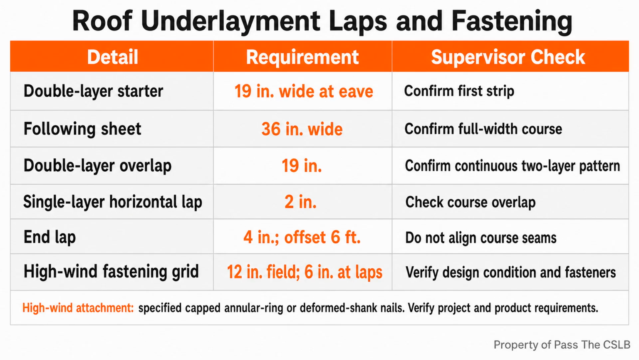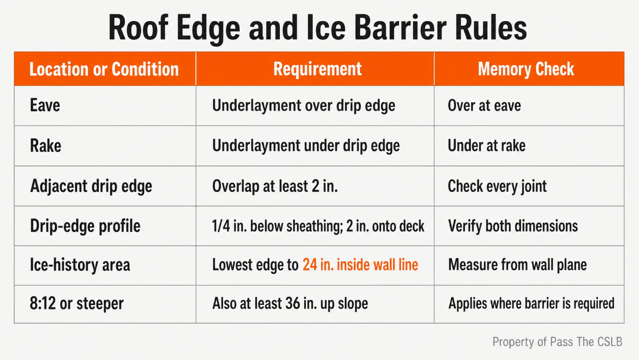At the roof perimeter, one short phrase carries a lot of value. Over at the eave, under at the rake. The same underlayment meets the same metal edge, but the sequence changes with the location. At the eave, which is the lower horizontal edge, the underlayment goes over the drip edge. At the rake, which is the sloped gable edge, the underlayment goes under the drip edge. Over at the eave, under at the rake.